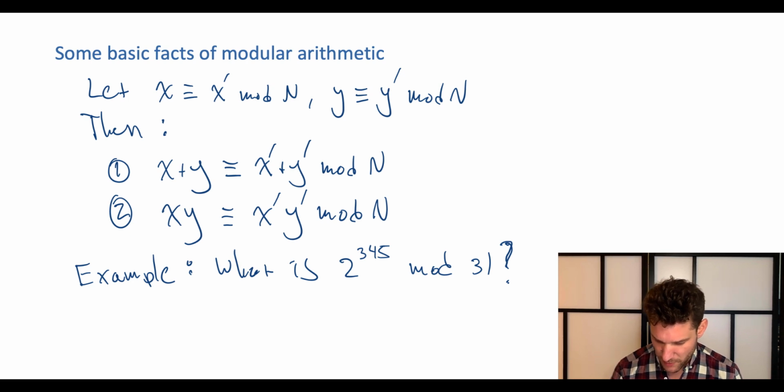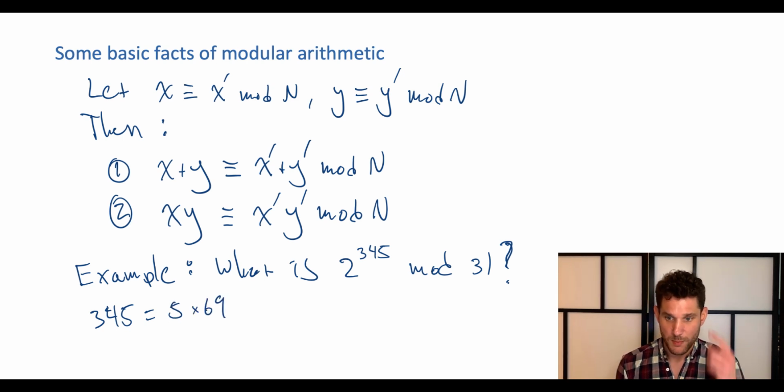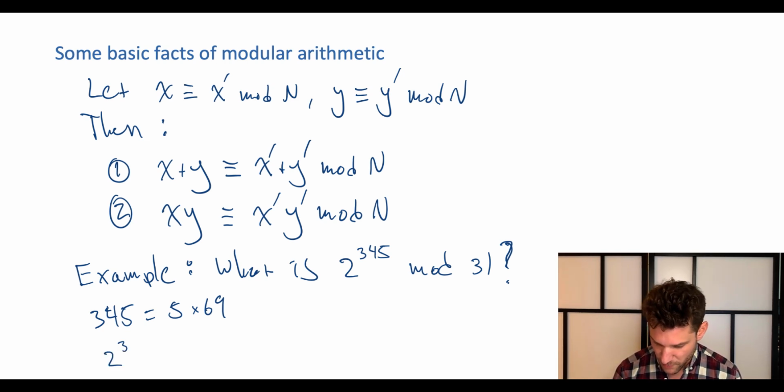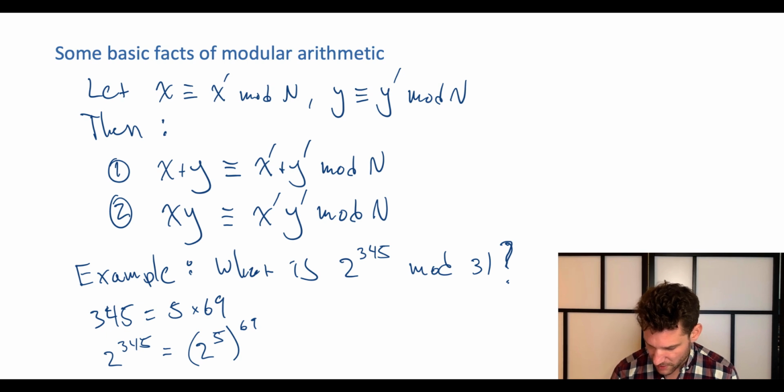Notice that 345 equals 5 times 69. And now I'm going to use this fact. It's actually very helpful. So 2 to the 345 also equals 2 to the 5, to the 69. I can first do the 5 exponent, then the 69. And what's 2 to the 5? That's actually just equal to 32 to the 69.